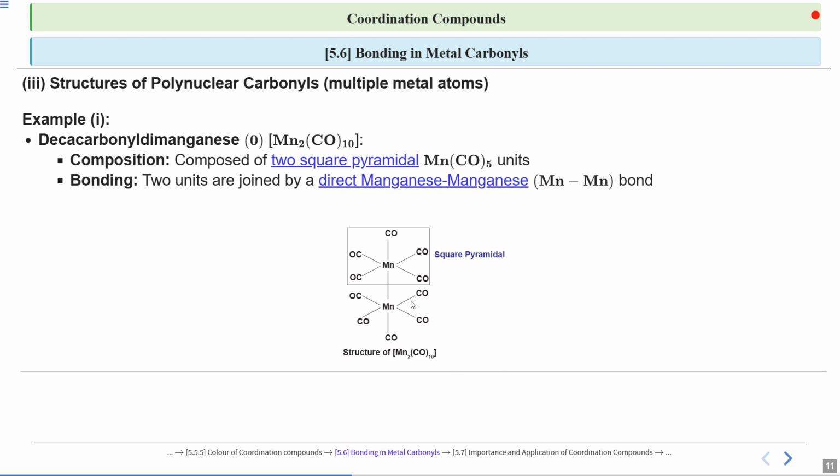Here also both manganese are going to have 0 oxidation state because none of the ligands is anionic or has any charge. Carbonyl is neutral, it is not going to have any charge. So manganese will also exhibit oxidation number 0. So this is the structure of this complex decacarbonyl dimanganese 0, which comes under the polynuclear carbonyls.